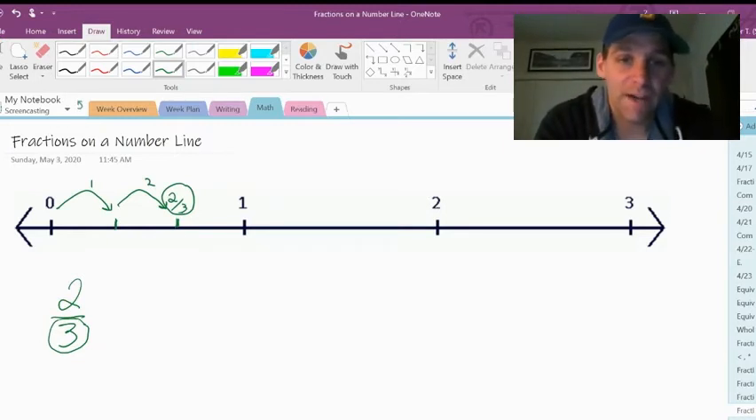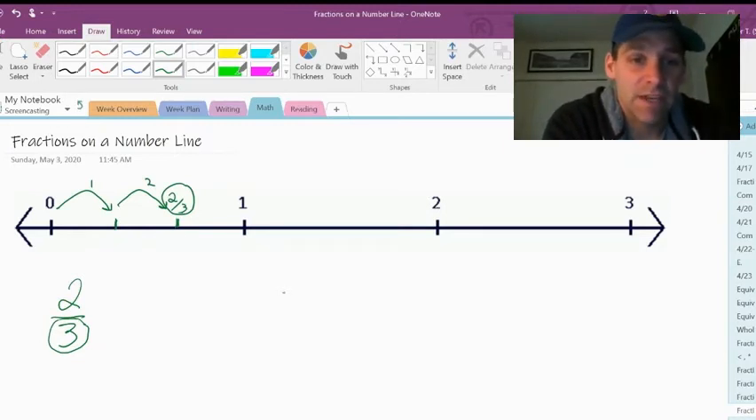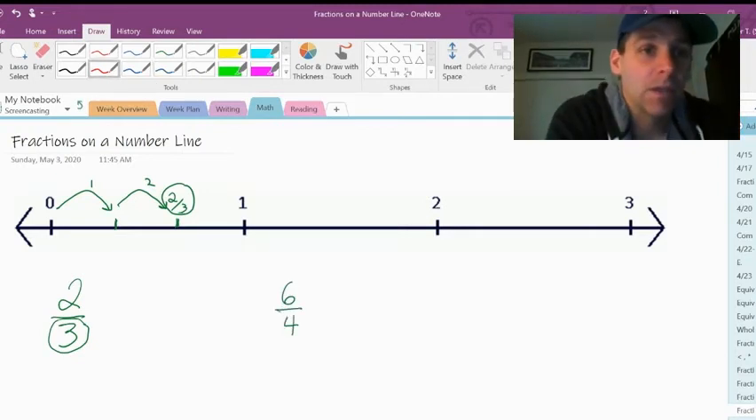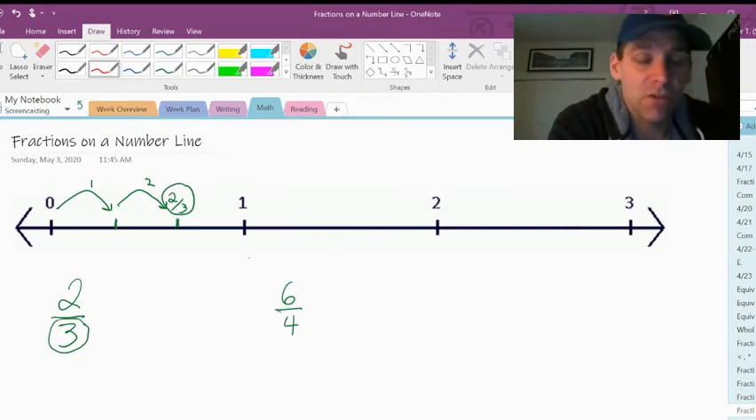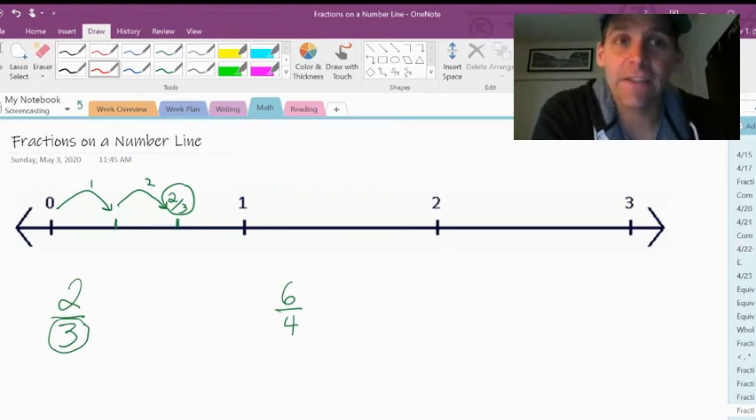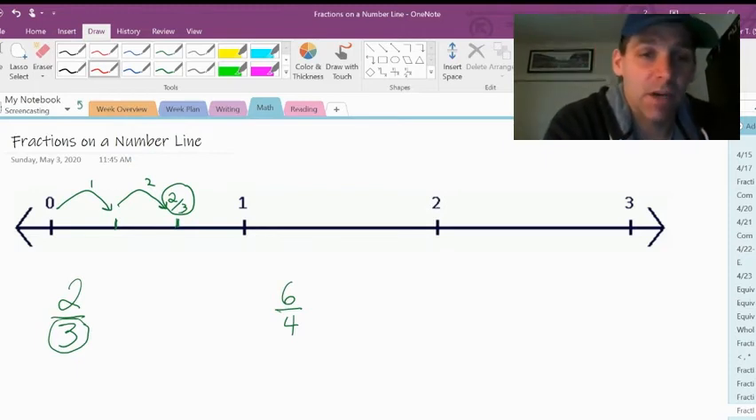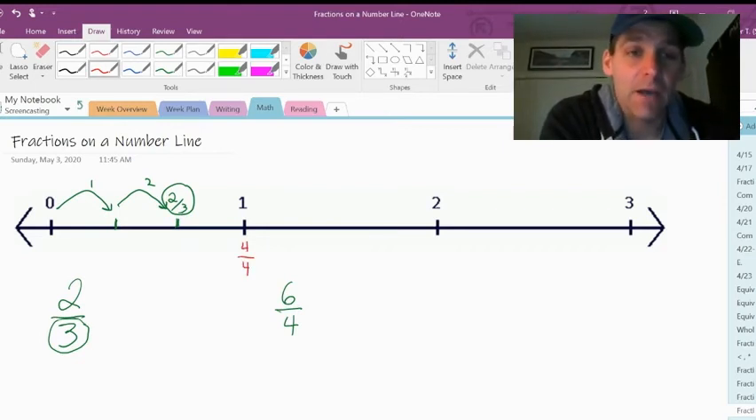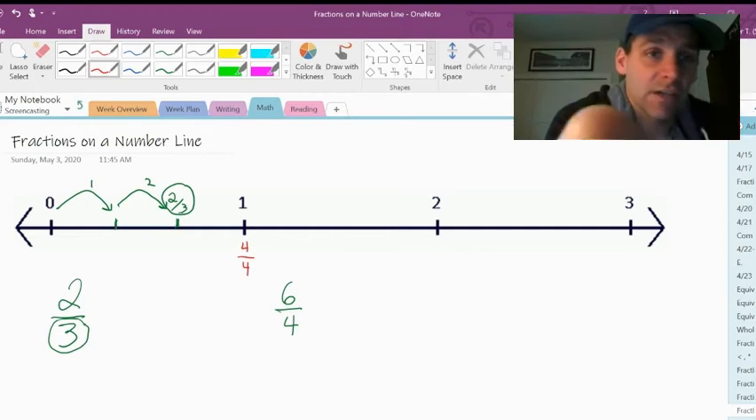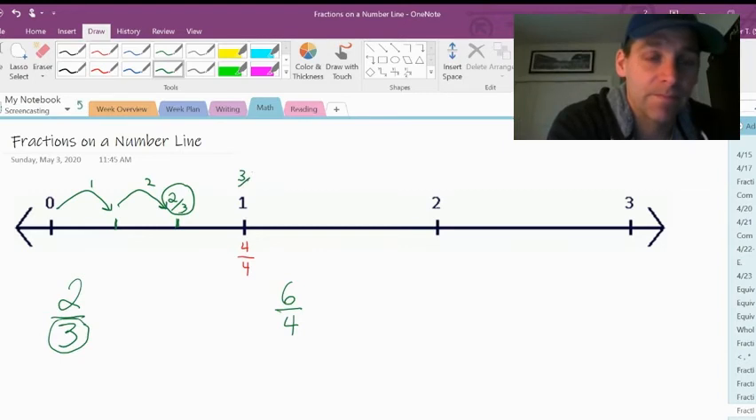Now, what if I had the fraction, say, 6/4? In this case, we know that it's greater than one whole because one whole would be 4/4 or 3/3 or 8/8, where it's got the same number on the top and bottom. Here, I know that my numerator and my denominator would be the exact same, just as on the other side over here on this part. This would be 3/3.